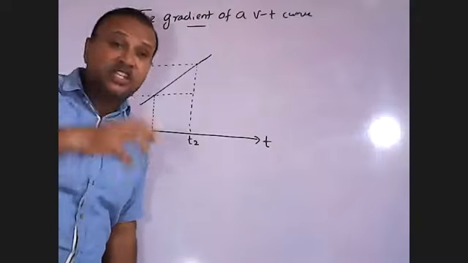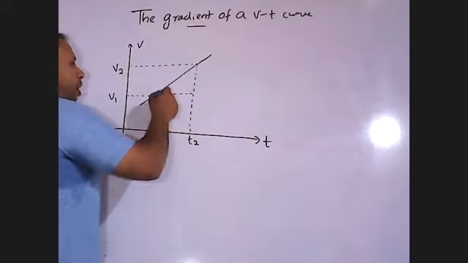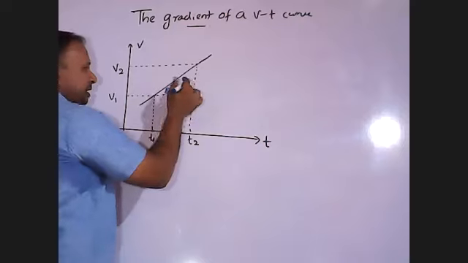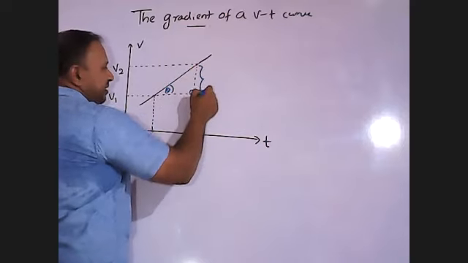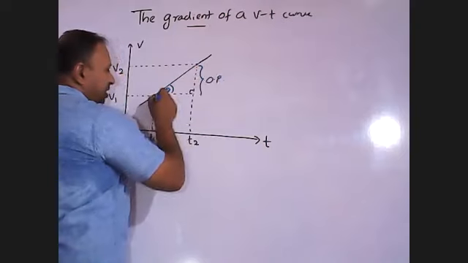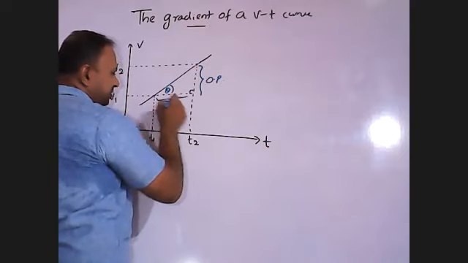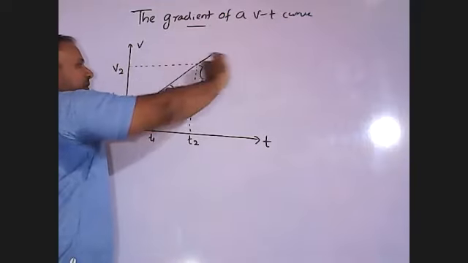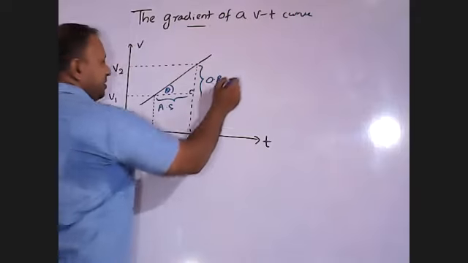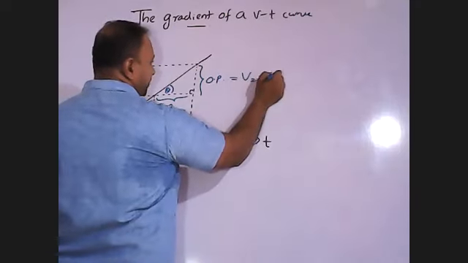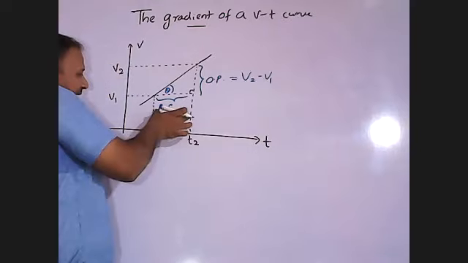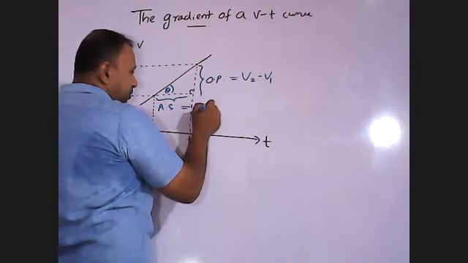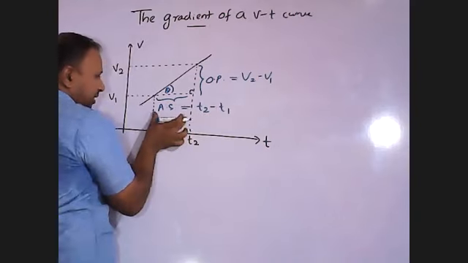Gradient means the tangent value of this angle. Tangent value means the opposite side over the adjacent side. Opposite side means the difference in y coordinate, which is V2 minus V1. Adjacent side means the difference in x coordinate, so this is equal to T2 minus T1.